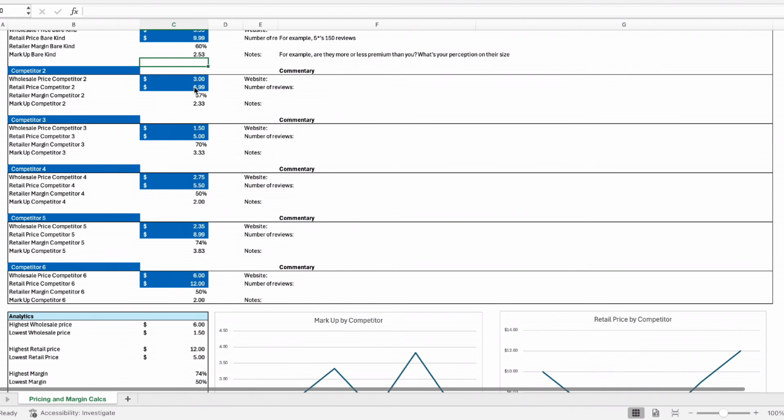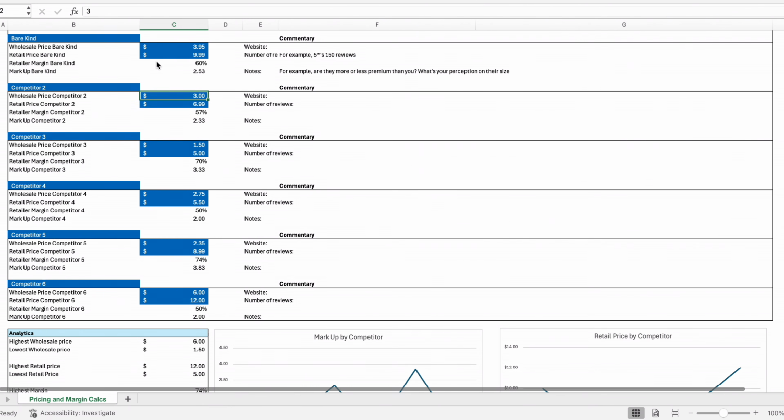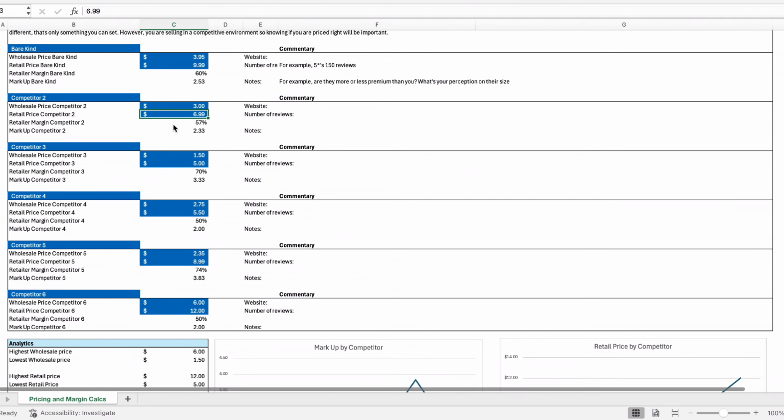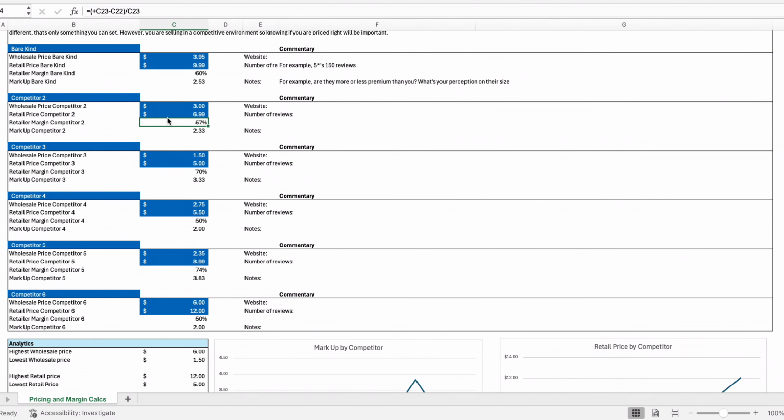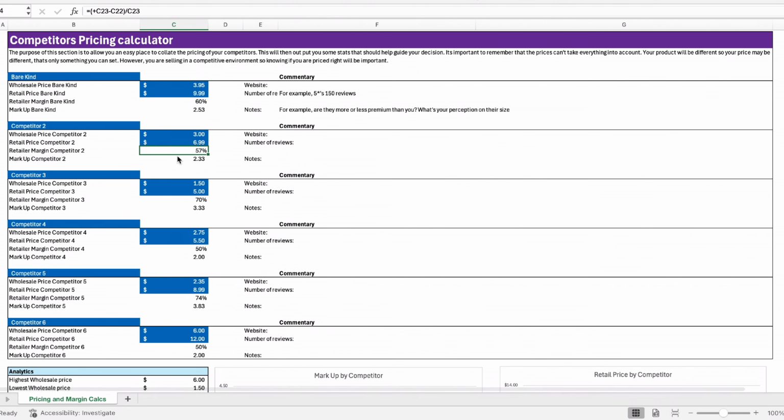Are they luxury? Are you not luxury? Maybe you're a cheap business, you're going for volume, whereas the other products that you're comparing against aren't. So that's something that you've got to check out as well. So let's walk through these competitors bit by bit. Competitor number 2 here has a wholesale price of $3 and they sell their products for $6.99. That means the retailer has a margin of 57% or a 2.3 times markup. Relatively standard here in the sock industry.